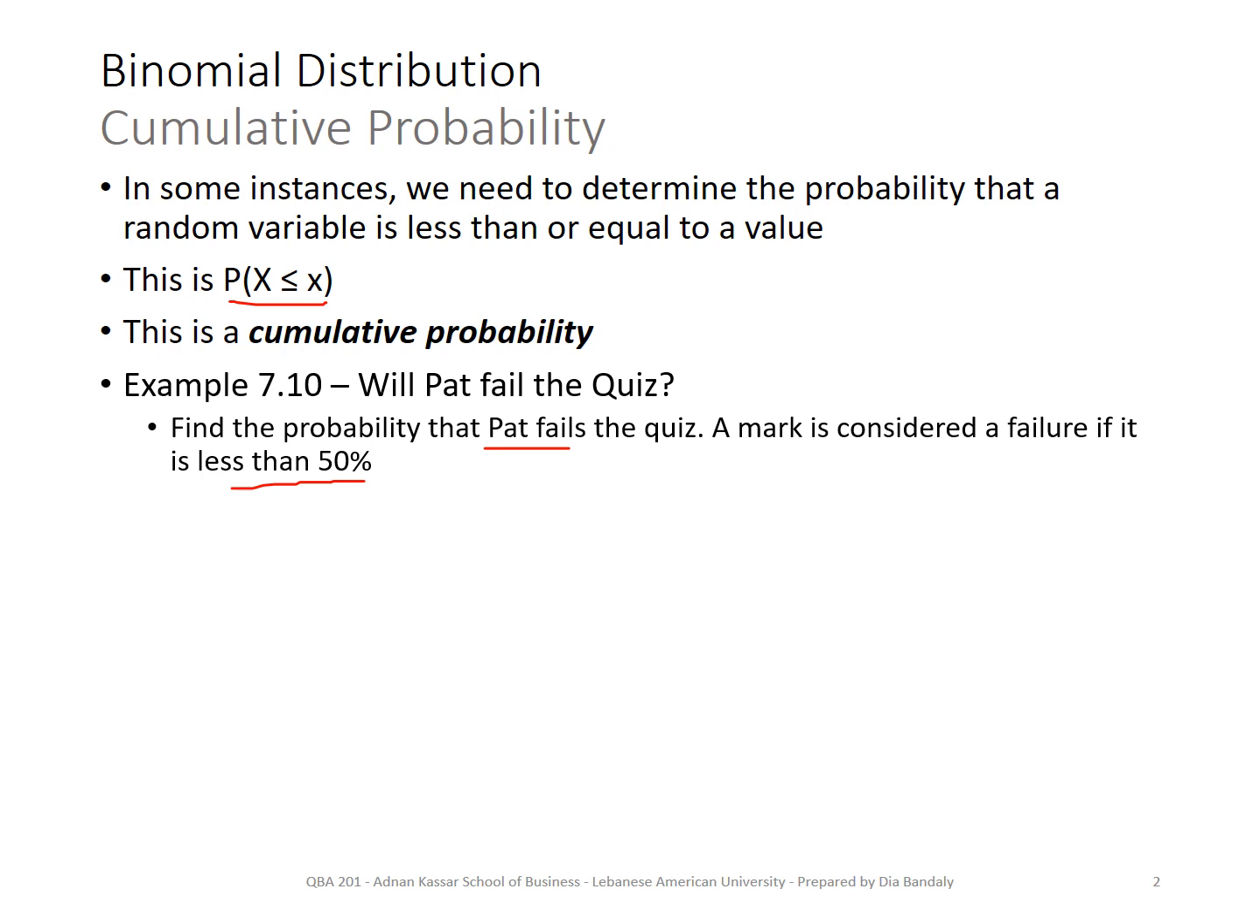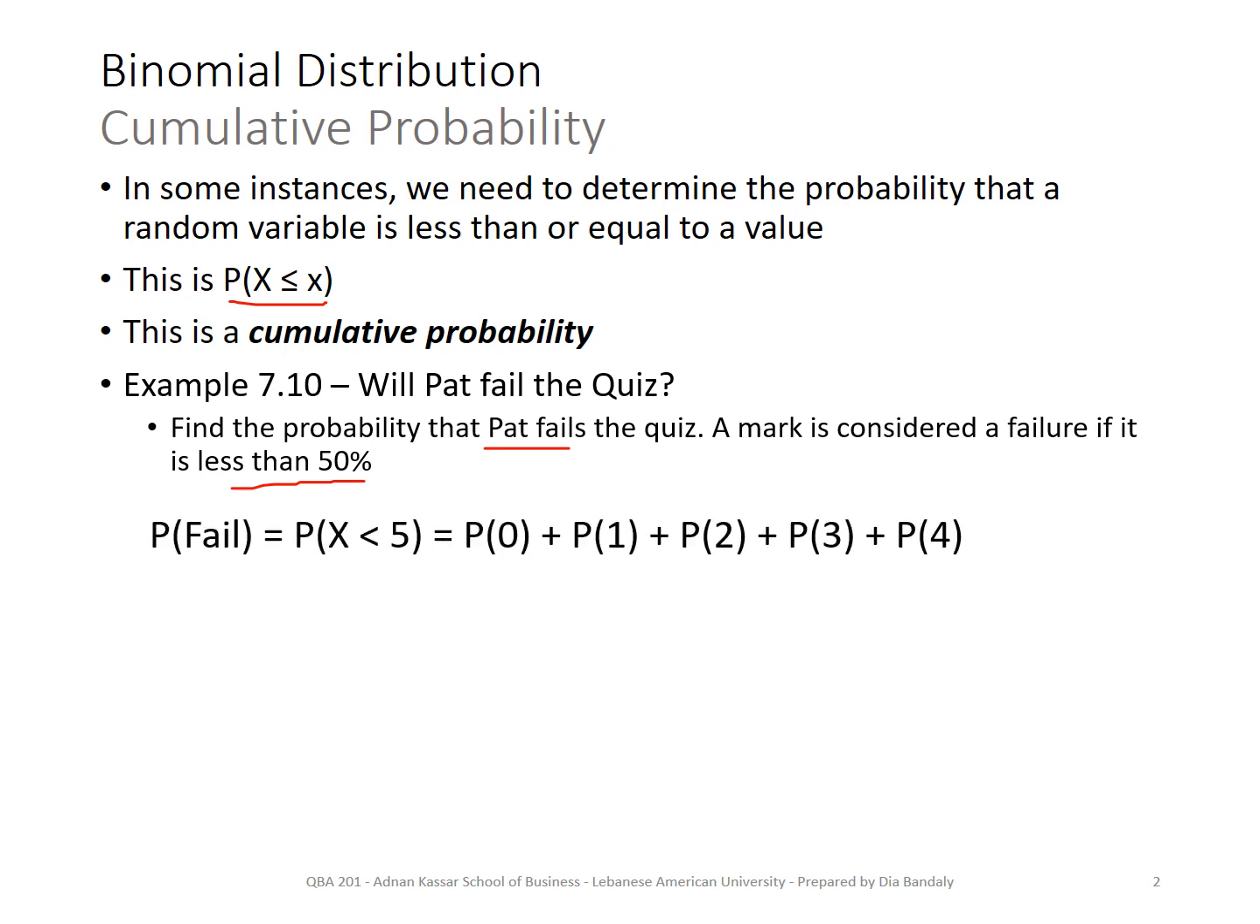So less than 5 questions out of 10. In other words, the probability of fail is P of X less than 5, right? All we have to do is count the number of events that satisfy that, which is P of 0 plus P of 1 plus P of 2 plus P of 3 plus P of 4.